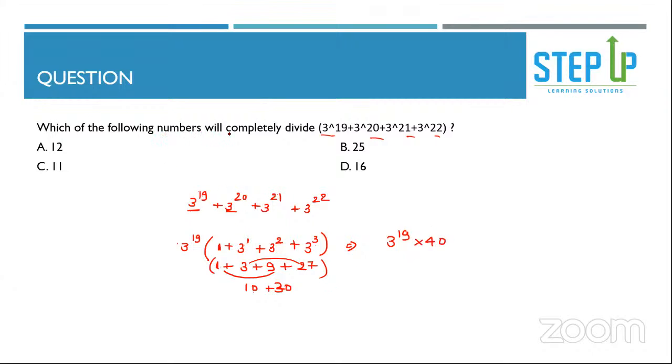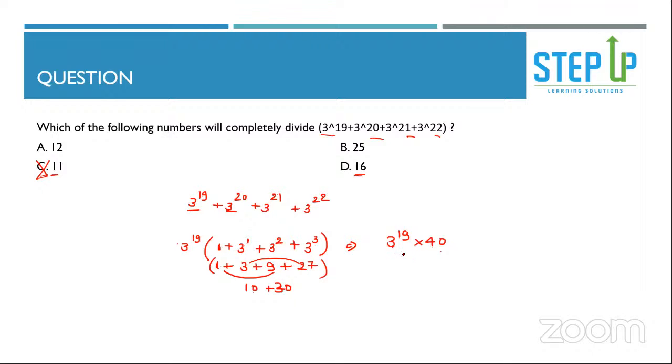Now, which of the following numbers will completely divide this? Do you think it will be divisible by 11? Do we see any factor of 11? 3 to the power 19 will never be divisible by 11, and neither is 40, so this option is eliminated, right?